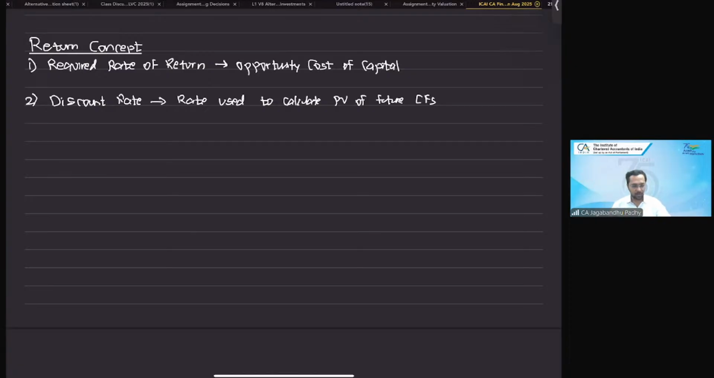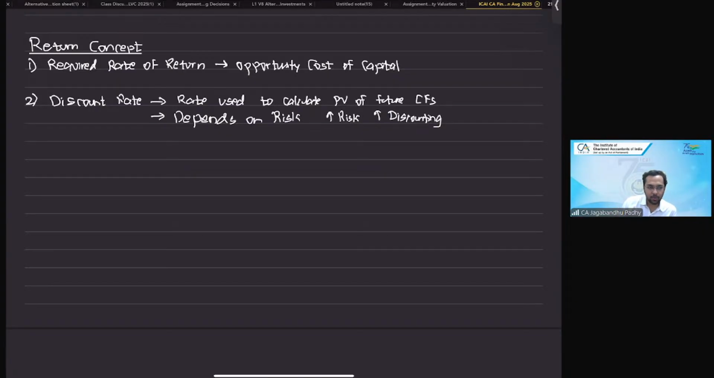Yes. So the risk of every equity share is going to be different, right? So the discount rate actually depends on the risk of the security, which follows that the higher the risk, the higher will be the discounting rate. Okay.